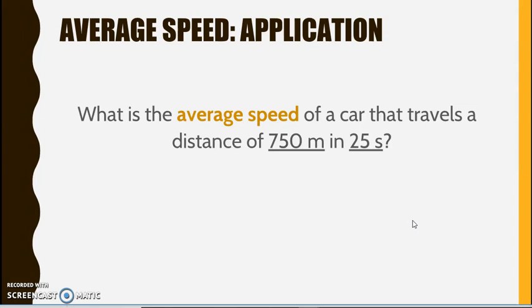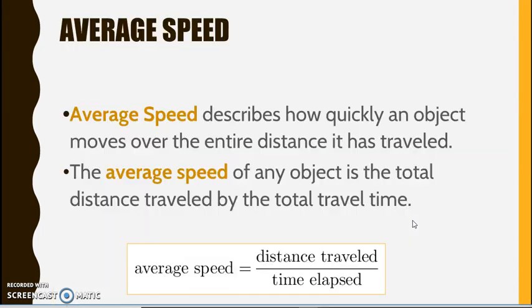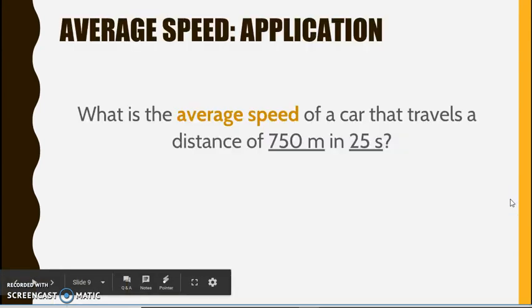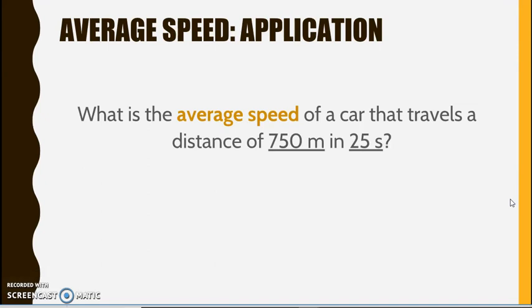The average speed of a car, if it traveled 750 meters in 25 seconds, okay? 750 meters is our distance. 25 seconds is our time. If we go back and look, speed down here at the bottom is distance divided by time. So we're going to do 750, that's our distance, divided by 25, that's our time. And we're going to get 30 meters per second.